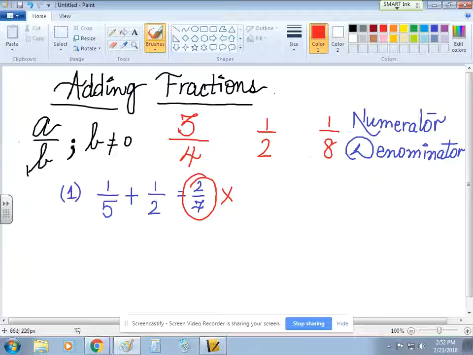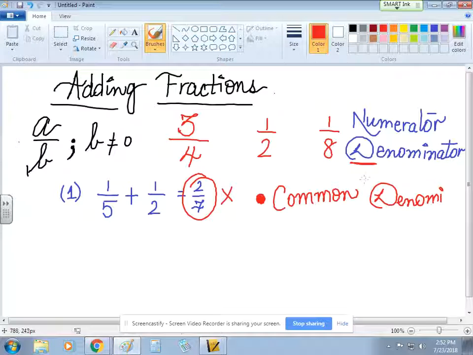In order to add these two fractions, the most important thing you need to remember is the concept of common denominator. If you remember what I said about denominator, D is down, D is denominator. So you need to have both the down numbers the same in order to be able to add the fractions.